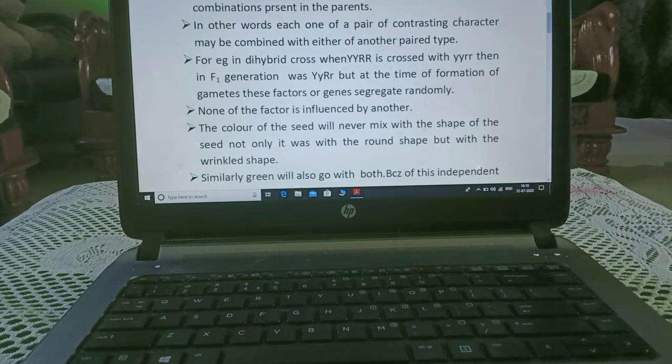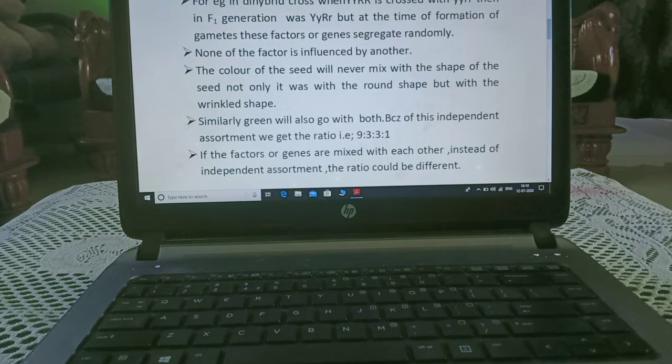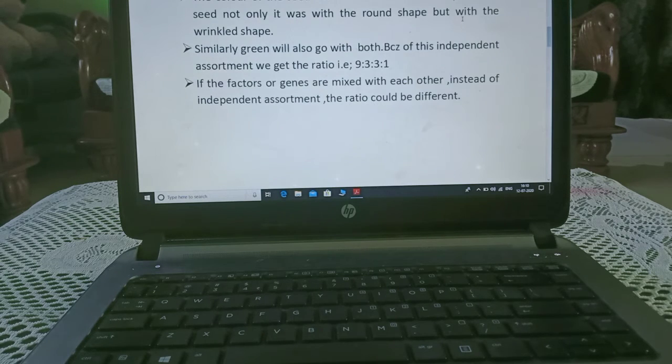For example, in a dihybrid cross, when YYRR is crossed with small y, small r, then in the F1 generation we get YyRr, but at the time of formation of gametes, these factors or genes segregate randomly. None of the factors is influenced by another. The color of the seed will never mix with the shape of the seed. Not only was yellow with the round shape, but with the wrinkled shape also. Similarly, green will also go with both.